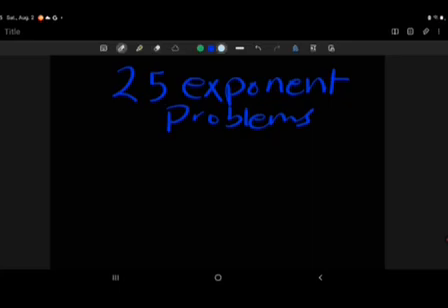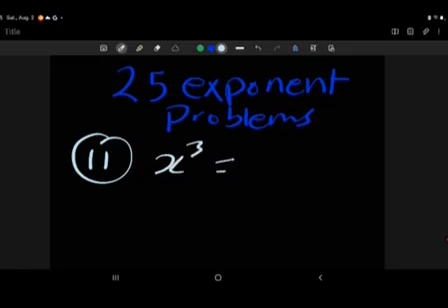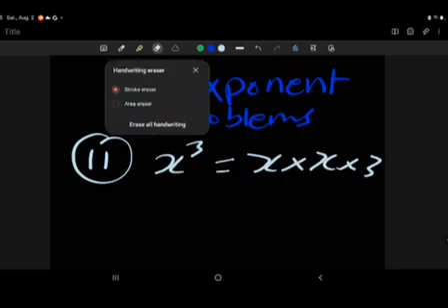Okay, so moving on to problem 11. Let's say we have x cubed. What is that going to be? x times x times x times x.